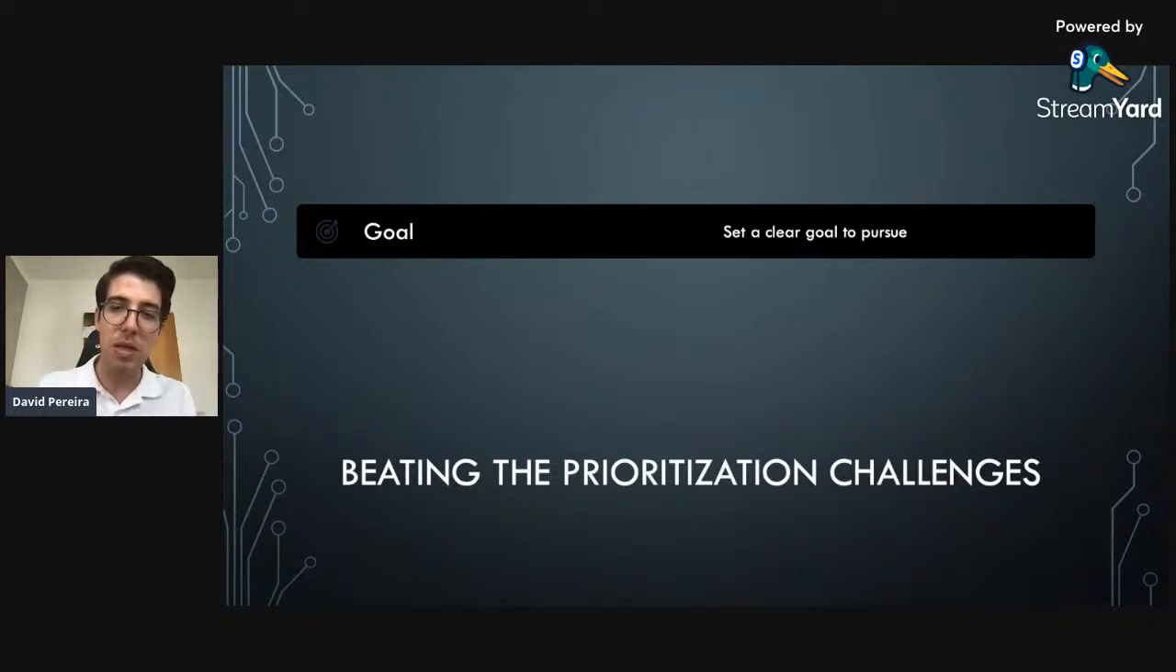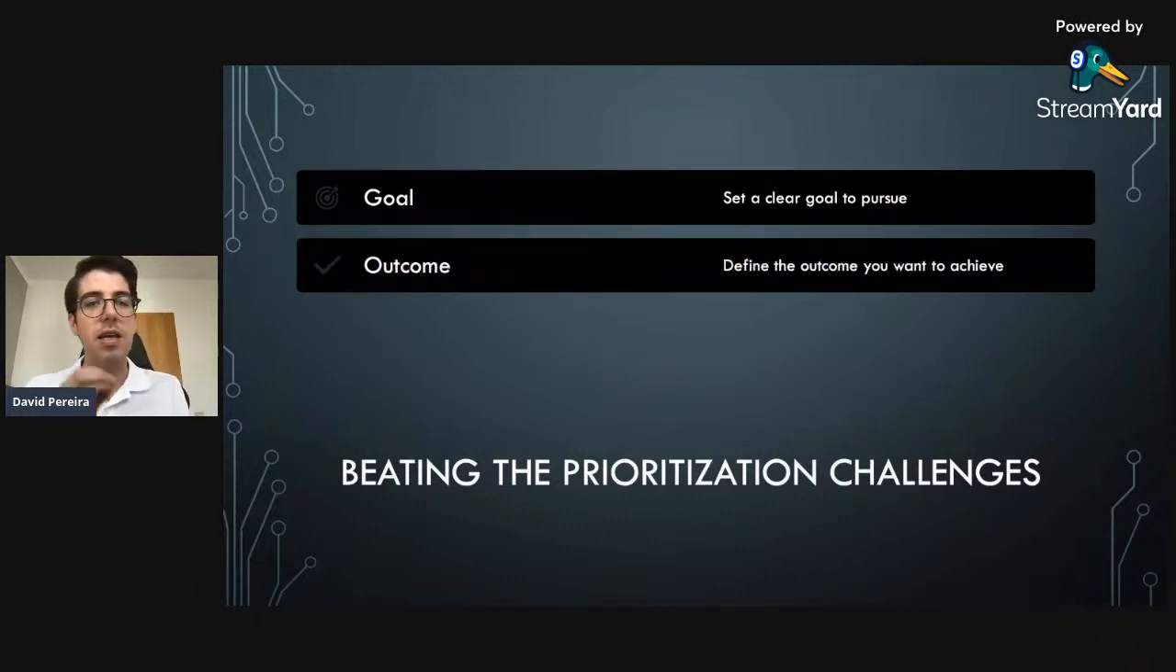And the moment you have the goal, then you define the outcome you want to achieve. Think like, which is the impact we want to generate. And this is something like, you start with the end in mind. And once you know where you want to get, you can find the way of getting there. Without knowing where you want to get, you cannot find a way.